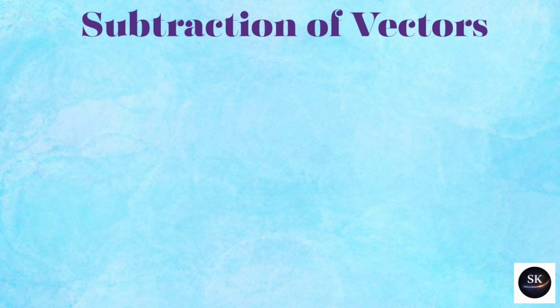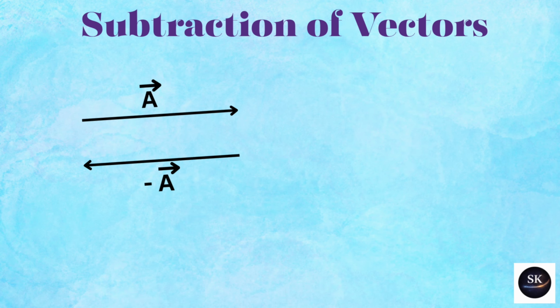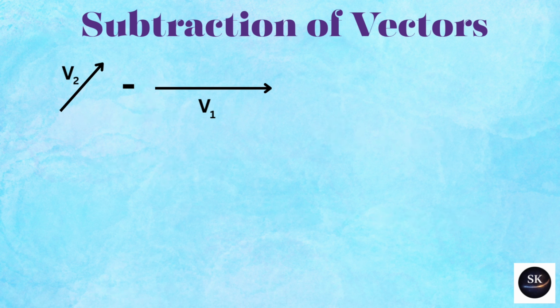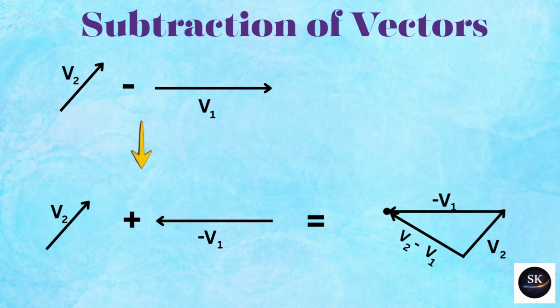But how would we subtract two vectors? For that, given a vector, we define the negative of this vector to be a vector with the same magnitude as that vector but opposite in direction. Note, however, that no vector is ever negative in the sense of its magnitude. The magnitude of every vector is always positive. The minus sign only tells us about its direction. We can now define the subtraction of vector v1 from v2 as the sum of the vectors v2 and minus v1.